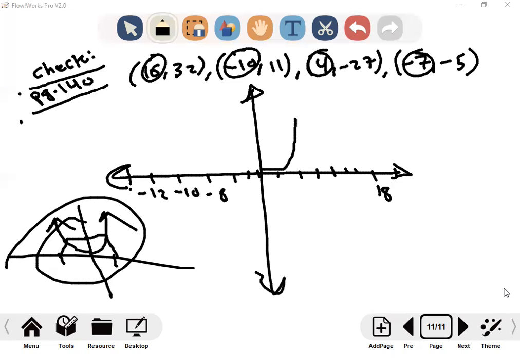Stay with me. In 1, 2, 3, the question wants you to express the relation as a table, graph, and mapping diagram. Make a table, no, make a table and a mapping diagram.